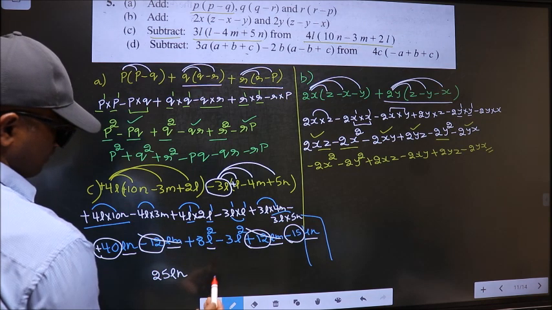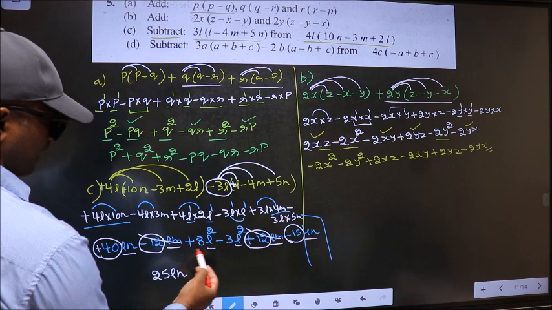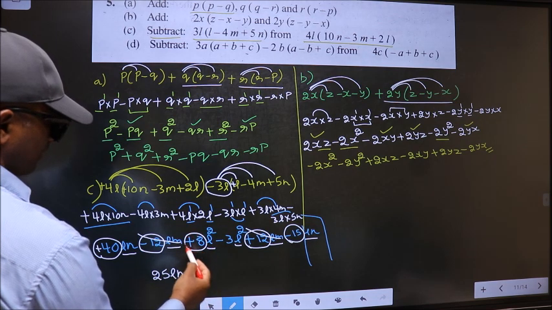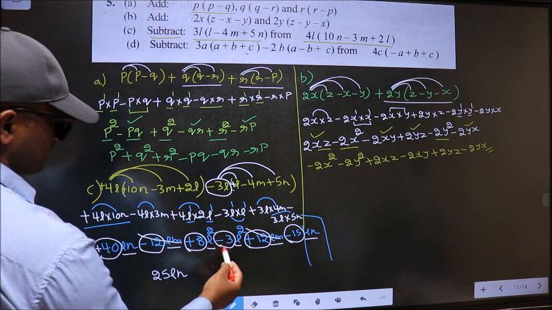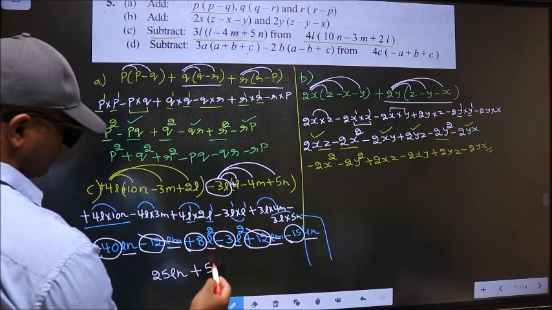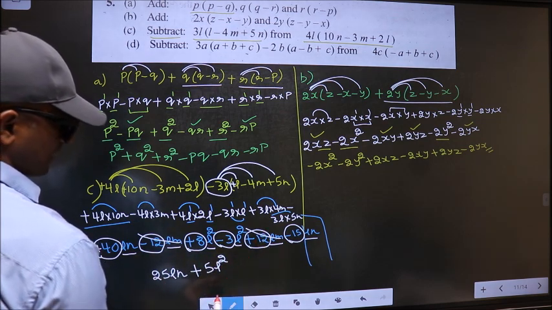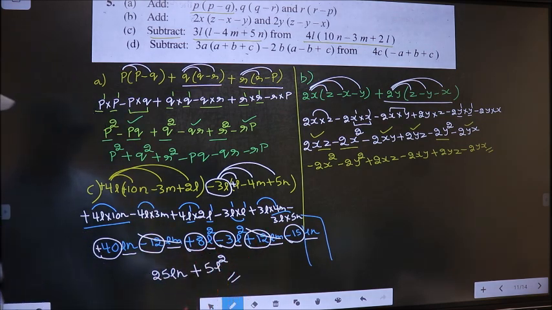Next, L square term. Here also we have L square. Now look at the numbers before them. Plus 8 and minus 3. Plus 8 minus 3 is plus 5. L square as it is. No other terms are left out. So this is our answer.